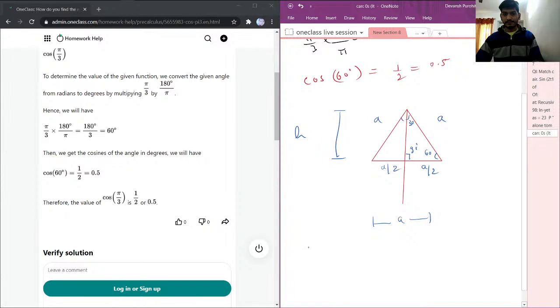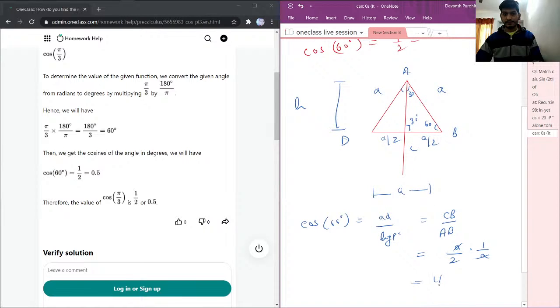So for calculating cosine, we don't even need the height. Cosine is adjacent over hypotenuse. Let's say this is A, B, C. So this will be CB over AB, and my CB is a over 2 times 1 over a. This will be 1 over 2 or 0.5.